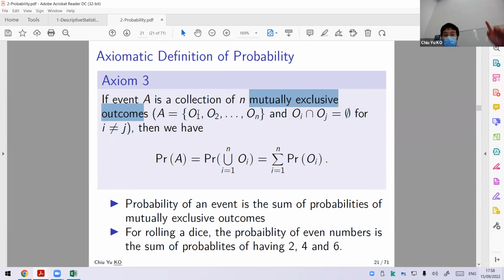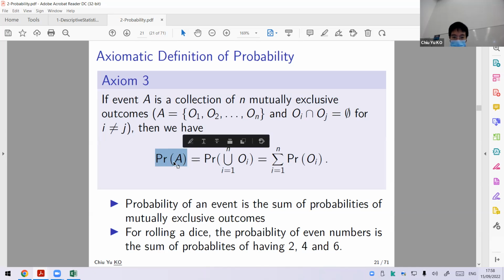This is the last axiom. This last axiom said the following: the probability of this event would be the event with just the union of these, because that's what they mean, right? And we can take the union out, just sum them. Let me repeat the statement: if the event is made of mutually exclusive outcomes, the probability of this thing will be just the sum of the probability of each outcome, if they cannot happen at the same time.